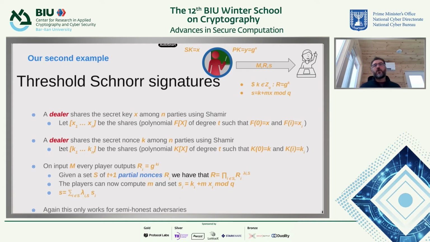Okay, so here we're using the linearity of Shamir in 2 points. We're using the linearity of Shamir to compute R as an interpolation in the exponent, and to compute S as a linear combination of 2 secrets.